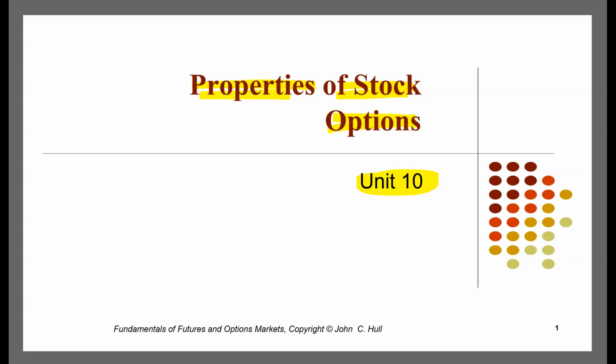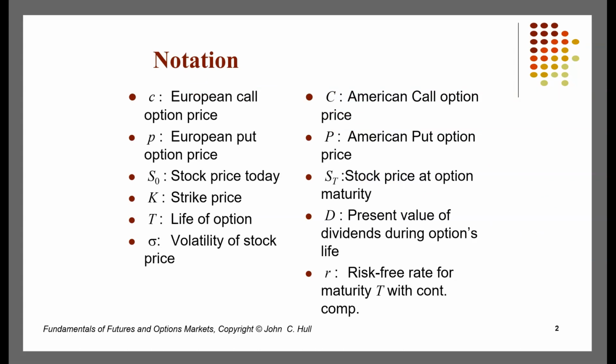We're going to touch on a couple of notations before we get started here. Lowercase c is going to represent European call option price. Capital C is going to be an American call option price. Lowercase p is European put option price. Capital P is going to be an American put option price. S0 is going to be the stock price today. ST is going to be the stock price at some point in the future. K is going to be our strike price.